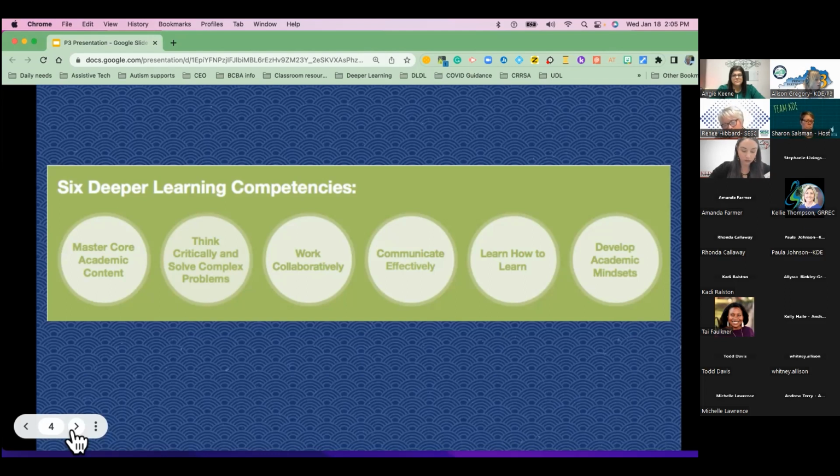The deeper learning model places the students at the center of their learning and empowers them to engage in their own learning and the world around them. We've looked at the definition now of deeper learning and what the deeper learning competencies are.